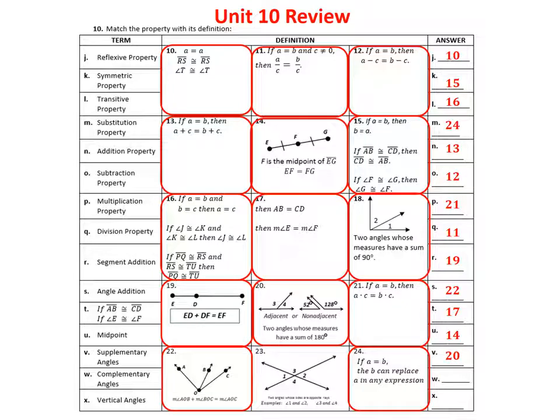And finally, vertical angles are angles that are across from each other. Notice 1 and 2 are vertical angles, and 3 and 4 are vertical angles. And vertical angles are congruent to each other. So we finished out our matching there.